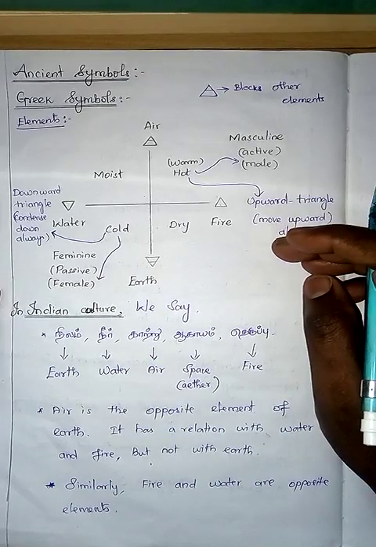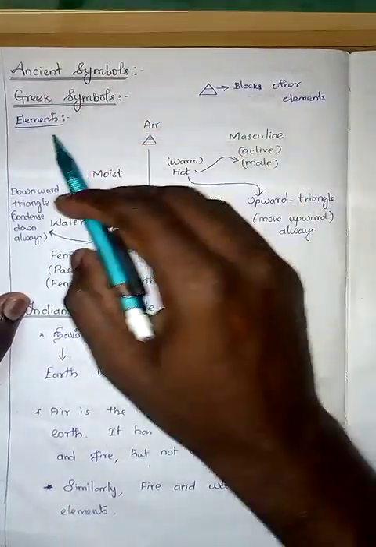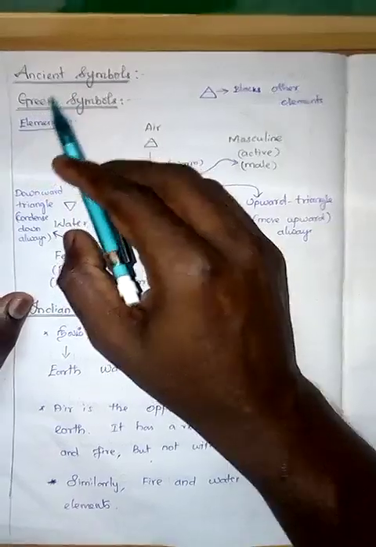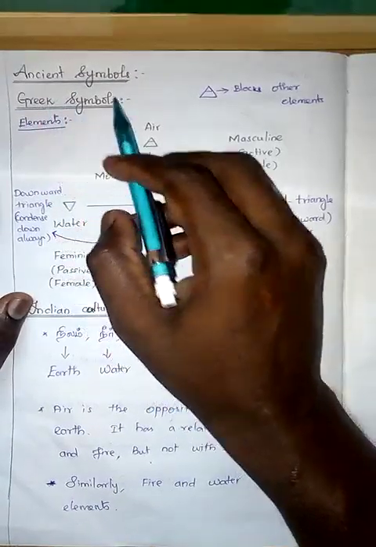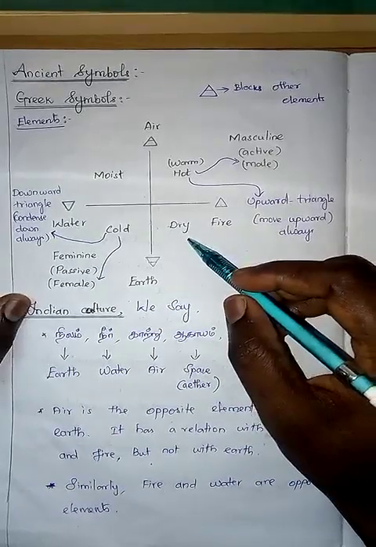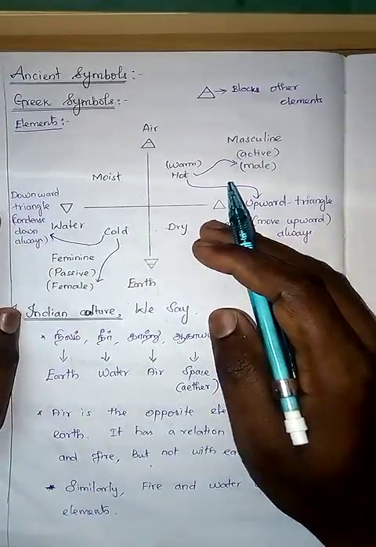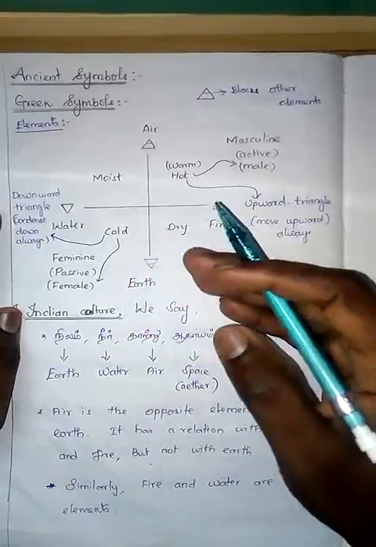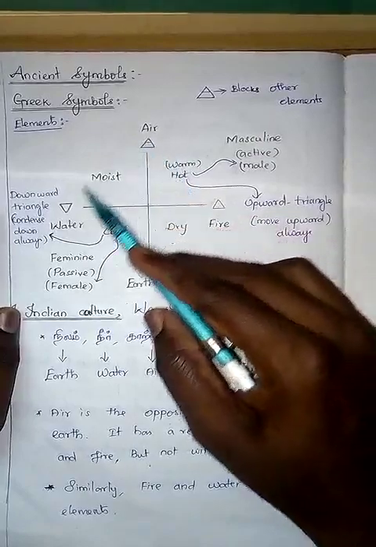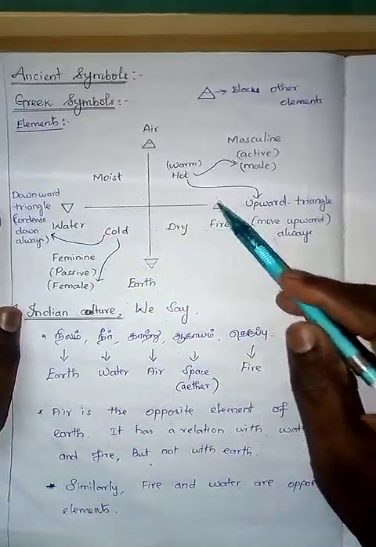In this video, we are going to learn ancient symbols. So in the ancient time, Greek people used various symbols. Especially, they thought that the whole universe is made up of mainly four elements: air, water, earth and fire.